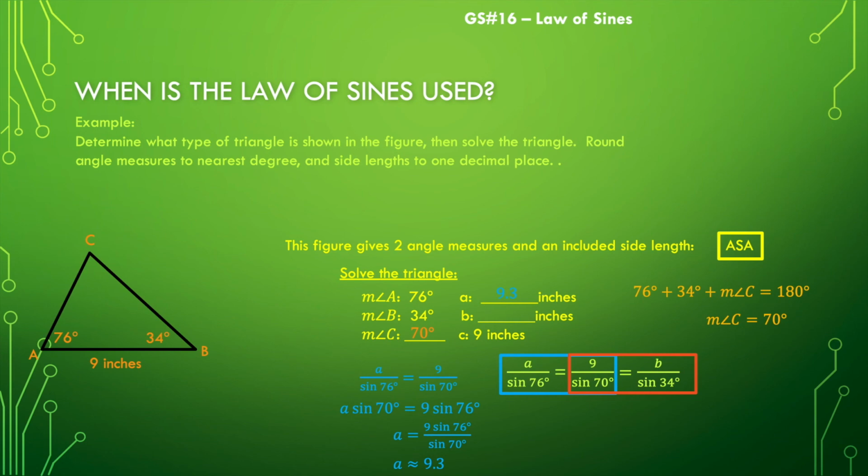B times the sine of 70 degrees is equal to 9 times the sine of 34 degrees. Divide that through by sine of 70 degrees and get an approximation from our calculator. Okay, so let's just do a spot check. Which is my largest angle here? That would be angle A. Now, is side A the longest side? Well, yes it is. Which is the smallest angle measure? That's measure of angle B. Does that correspond to the shortest side length? And yes, indeed it does. Just a good spot check there.